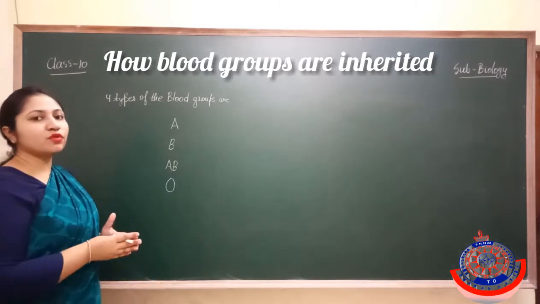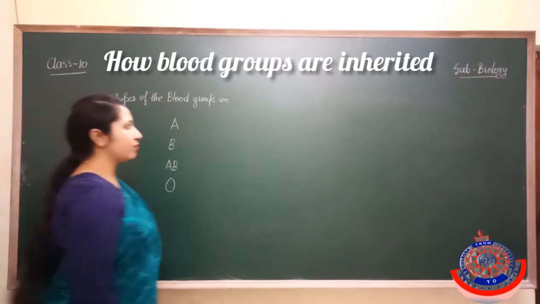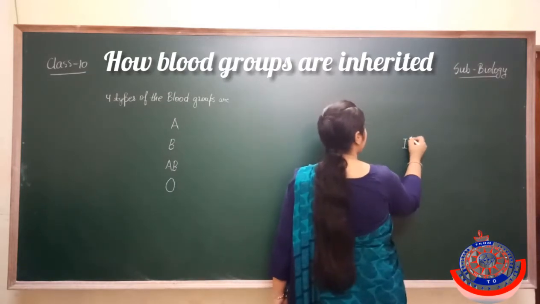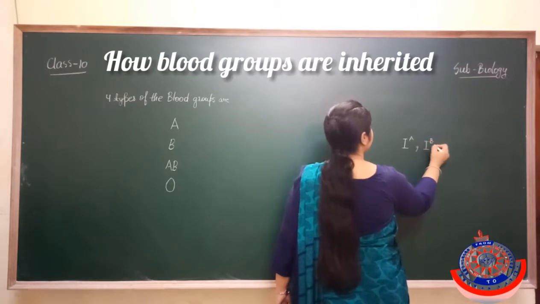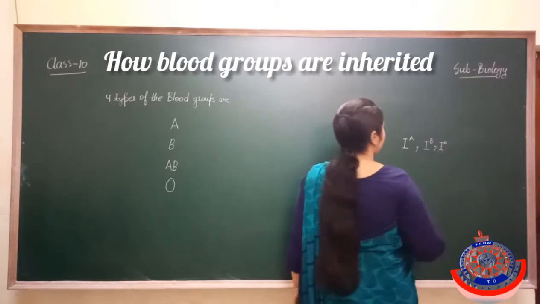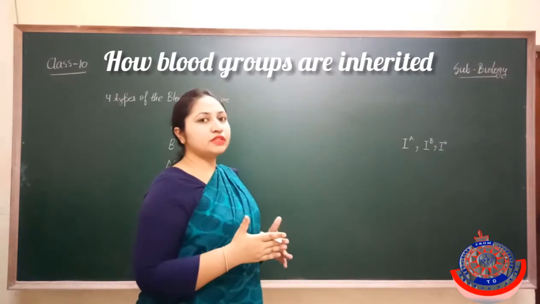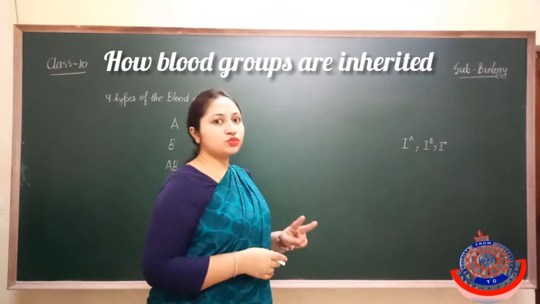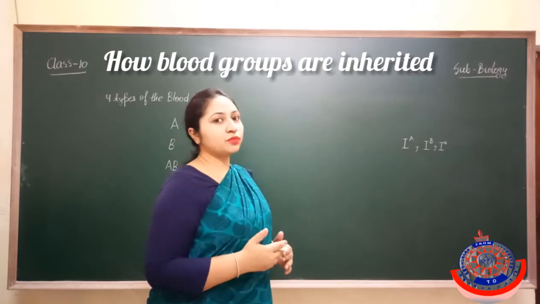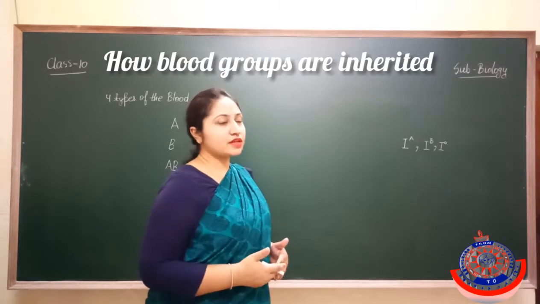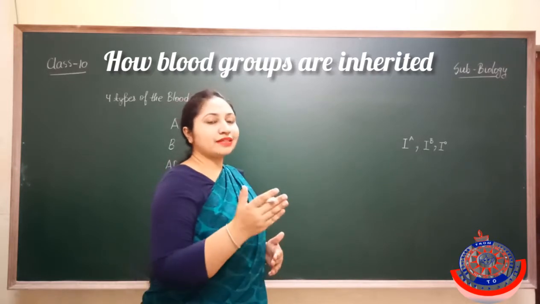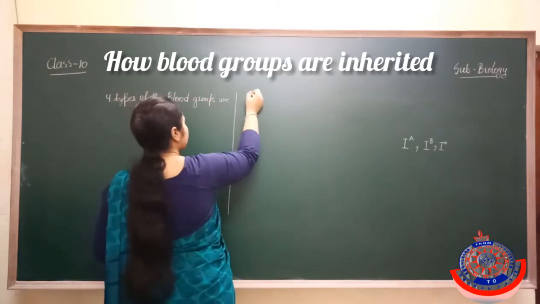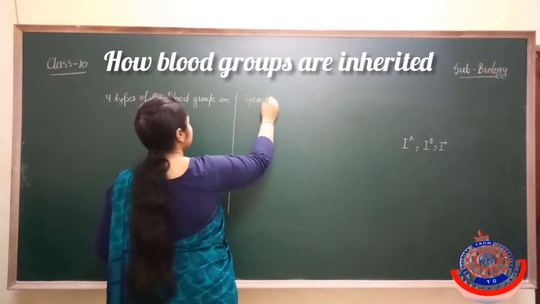And there are three types of genes that are present in the human population: IA, IB and IO. Now it depends upon the combination of these genes, because for each character in any individual, two genes are responsible. These genes work in pairs, as we already discussed. So the combination decides which type of blood group it is. When they are present in combination, they are known as genotypes.